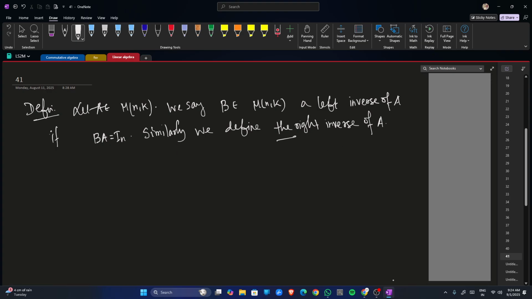Now, why the word "the"? Because you can show that if it has a left inverse, the left inverse is unique. If it has a right inverse, then the right inverse is unique. So you can show that it has a unique left inverse and a unique right inverse.